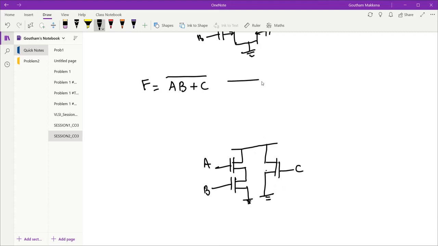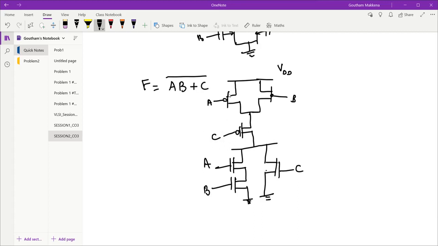Now I have to come up with the pull up network. So this is my VDD. So this is AND operation. AND operation in PMOS transistors is nothing but parallel combination. So these two are nothing but A and B. This A and B are now ORed with C. OR operation is nothing but series. So this parallel combination is now in series with this transistor. And series is nothing but OR operation.